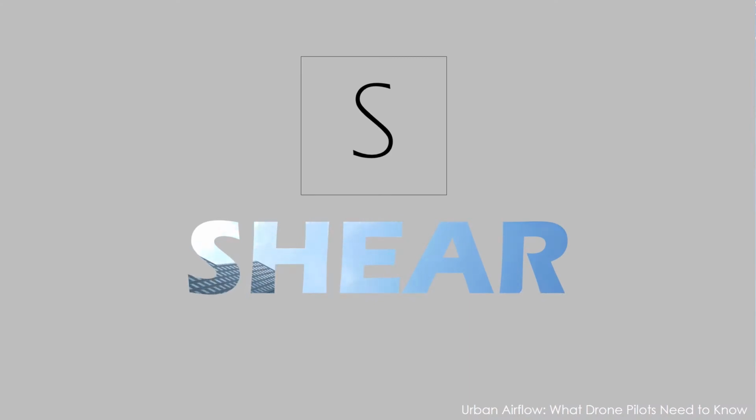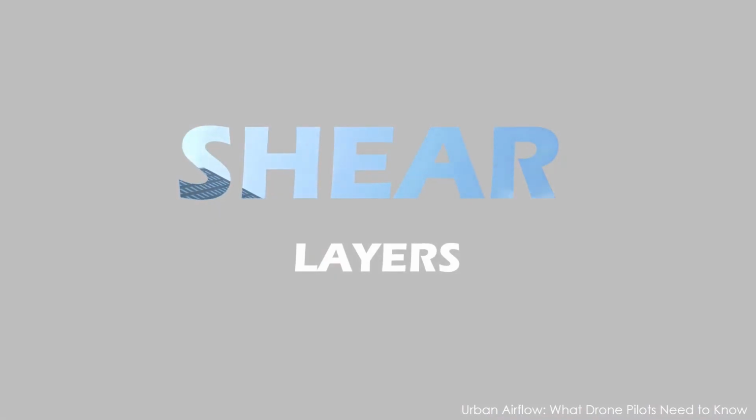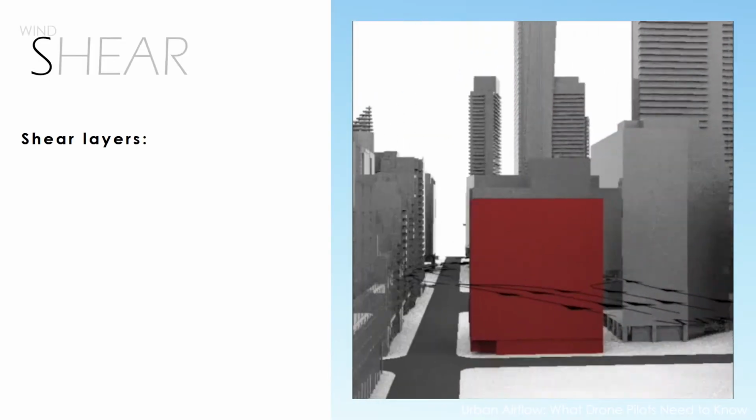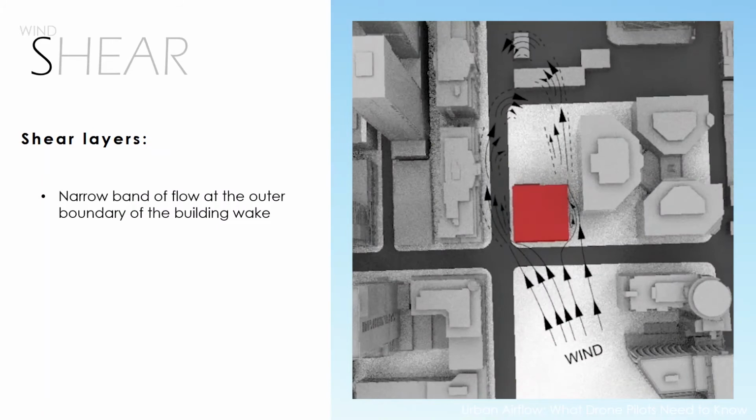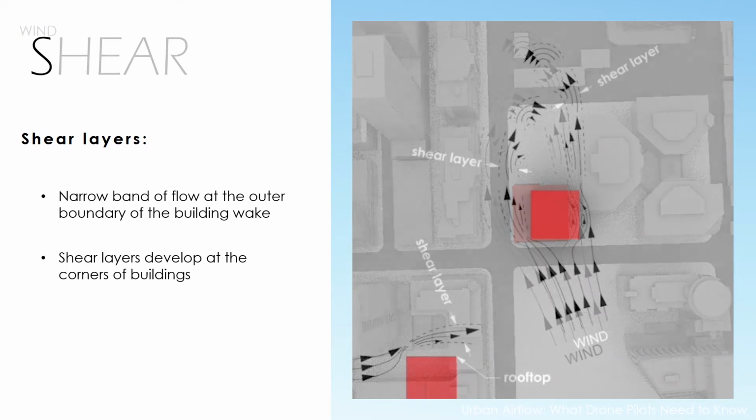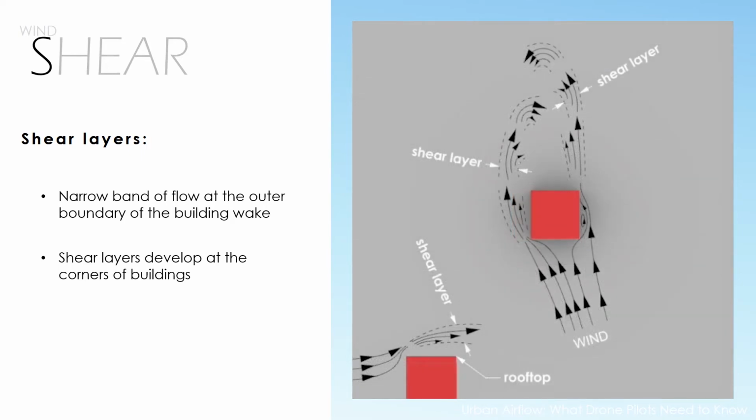Near building corners, wind speed changes rapidly. This airflow feature is known as a shear layer. A shear layer is a narrow band of flow at the outer boundary of a building wake, where the outer side of the band is equal to unobstructed wind speed and the flow on the inner side is slowed by the presence of the buildings and is drawn into the highly turbulent recirculating flow.